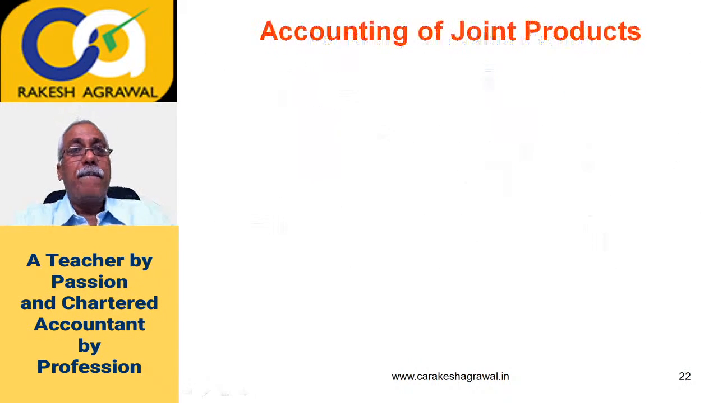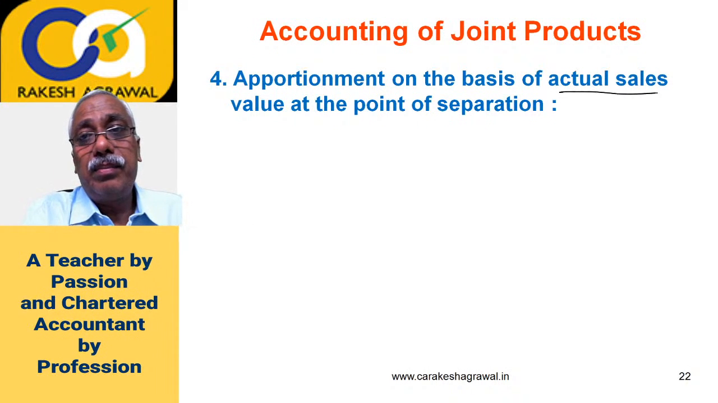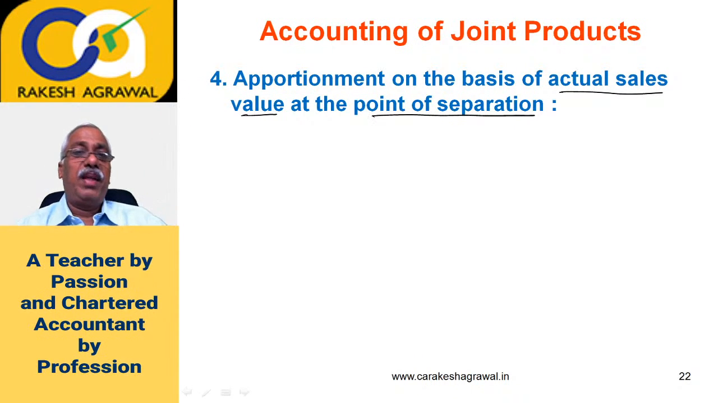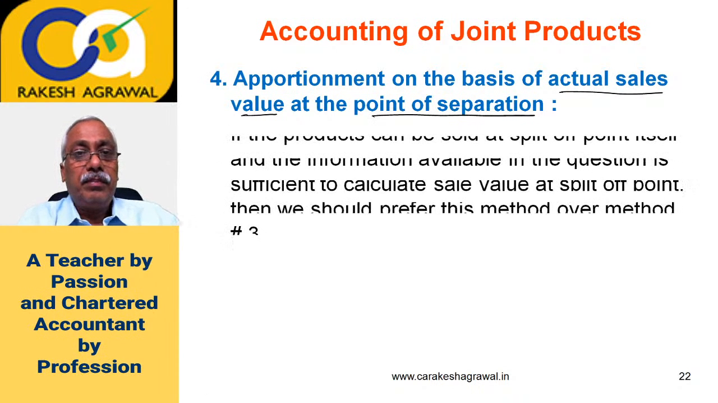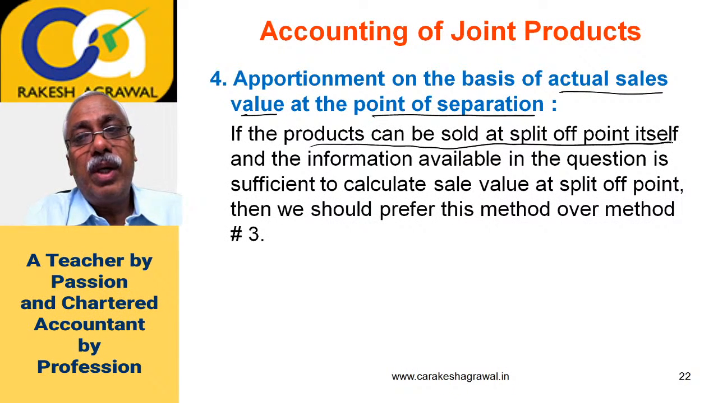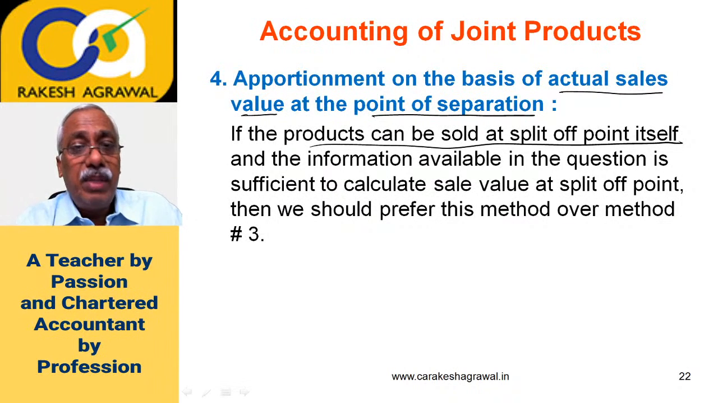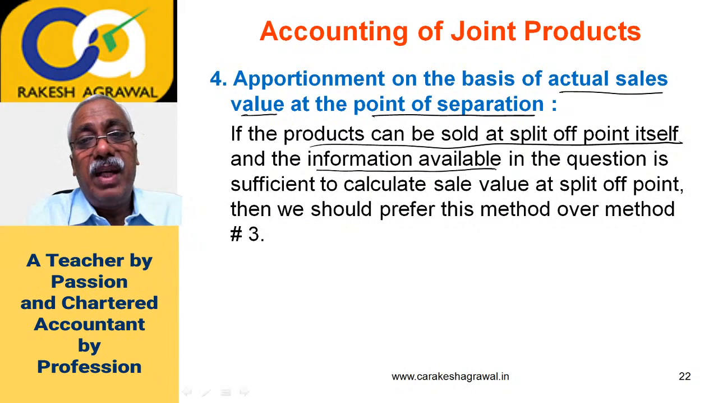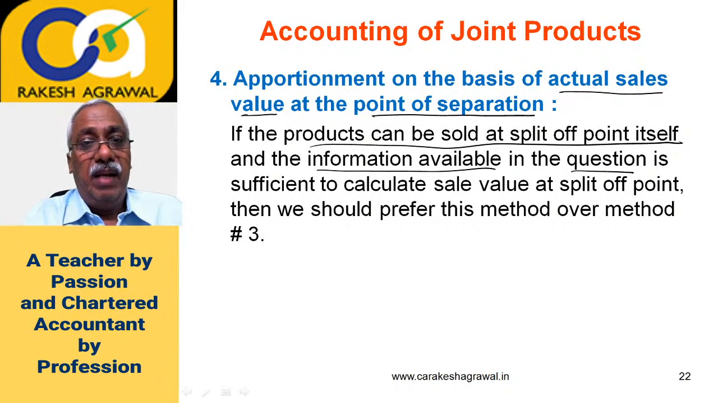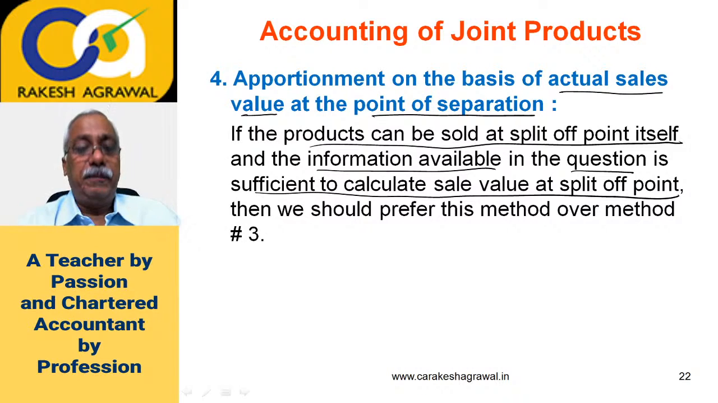Now let's go to another one. Fourth one, apportionment on the basis of actual sale value. But this sale value is at point of separation, that is at split off point. Actual sale value at split off point. Now when this method is to be used: if the products can be sold at split off point itself, means the products are sellable at split off point, they are not required to be processed further, and the information available in the question is sufficient to calculate the sale value at split off point.